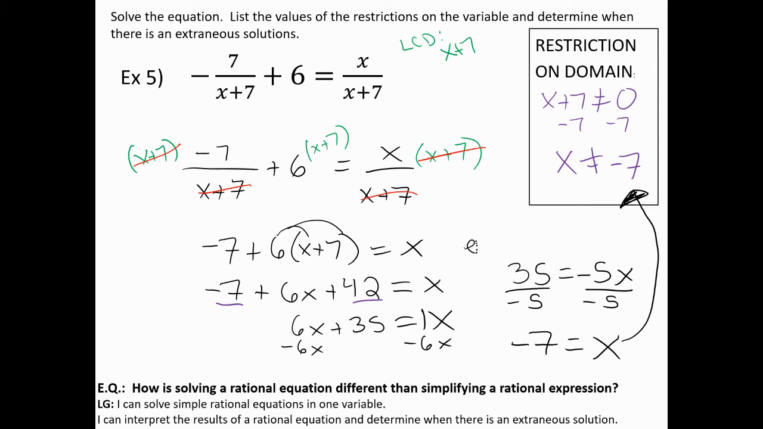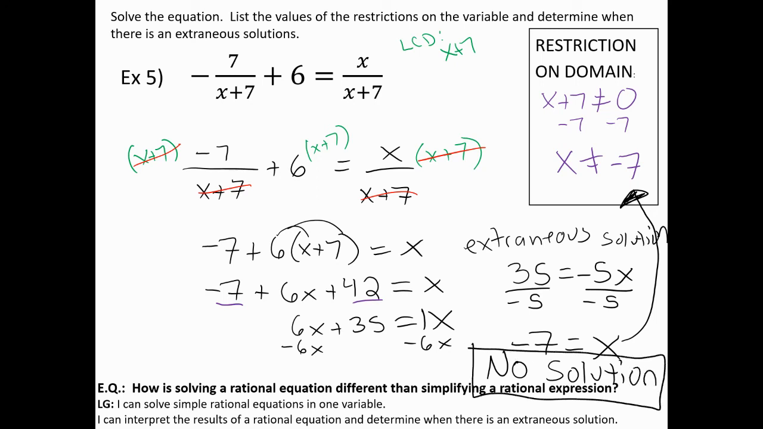Not that I expect you to memorize that or anything, but that's called an extraneous solution. So what is our answer? Since it cannot equal -7, your actual answer is going to be no solution. So this whole thing has no solution. So all that work just to figure out that there is no answer to this question.